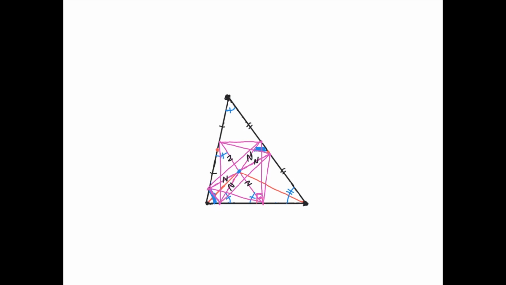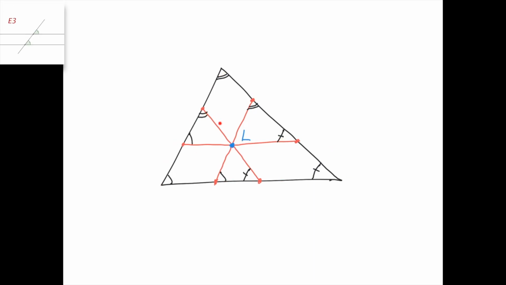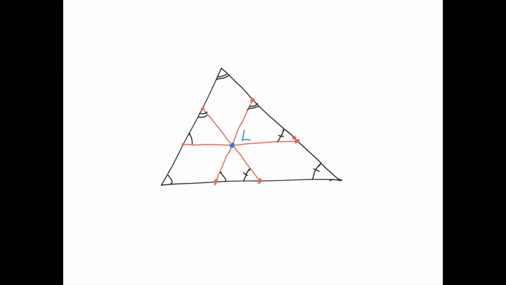These 6 points make a circle, and the center of that circle is the Lemoine point. Another question that I'll leave for you to solve is, if you have a triangle and you choose the Lemoine point, and you draw the 3 lines parallel to each side of the triangle through the Lemoine point, then why do those 6 points actually also lie on the same circle?